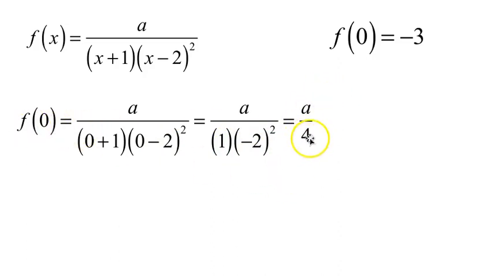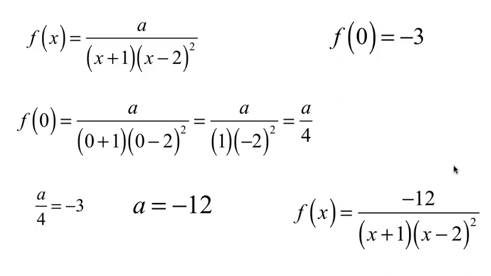So f of 0 is a over 4, f of 0 is negative 3. That tells me a over 4 is negative 3. Solving for a, a is negative 12, and my final answer will be f of x is negative 12 over x plus 1 times x minus 2 squared. And that will complete this lesson.